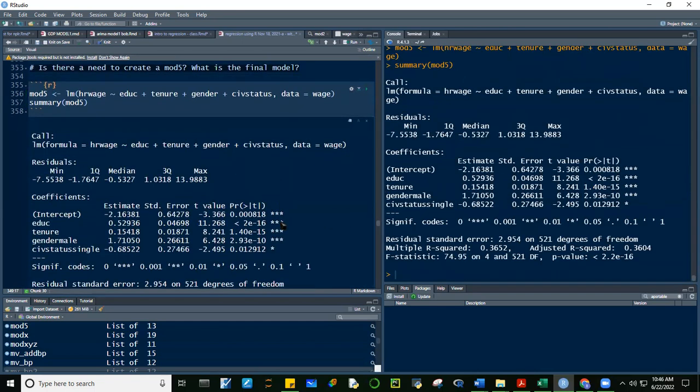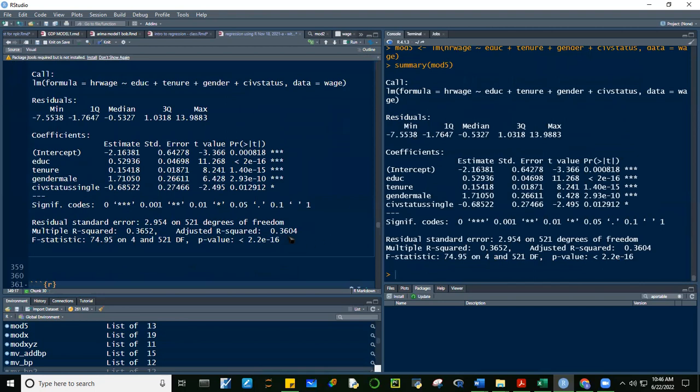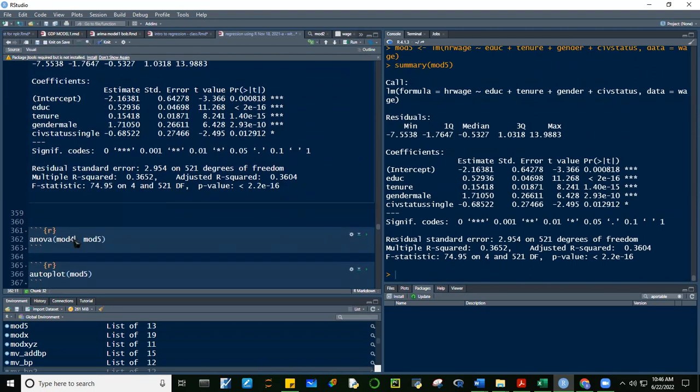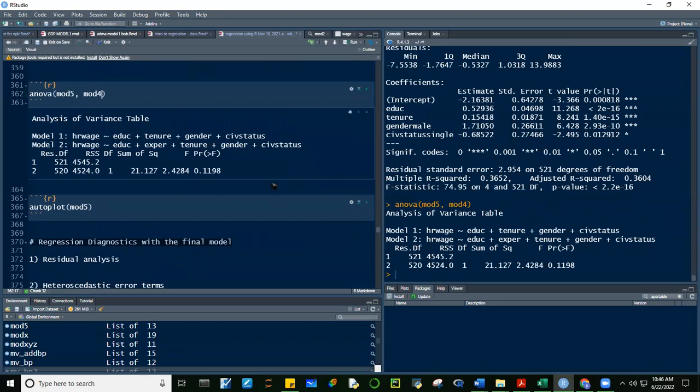Now take note, guys. Si civil status kanina hindi significant, naging significant na siya. Our adjusted R squared is 36.04. Bumaba siya. But that's okay, guys. Titingnan pa natin yung model. Ano ba natin si model 5 and model 4? Okay, unahin natin si restricted. Although, okay lang naman yun kahit magkaiba.